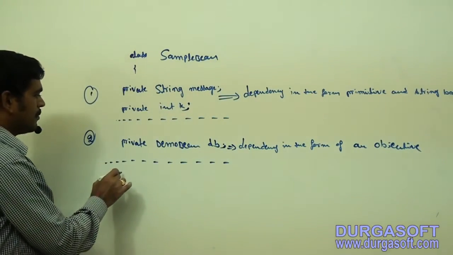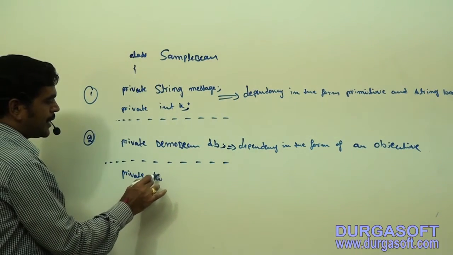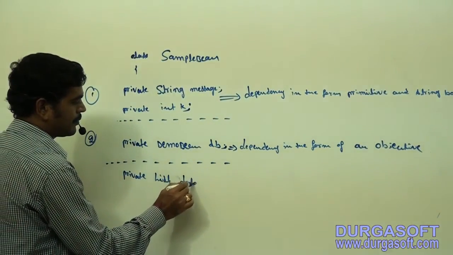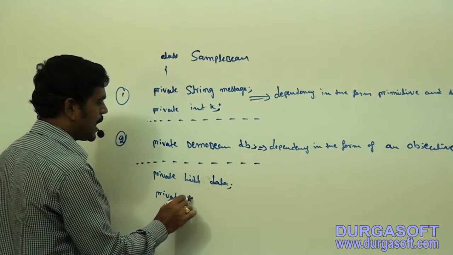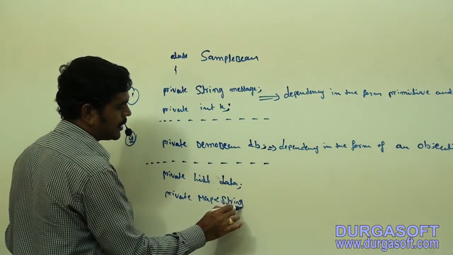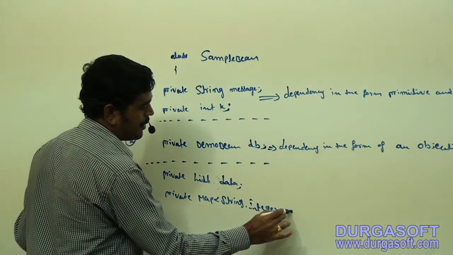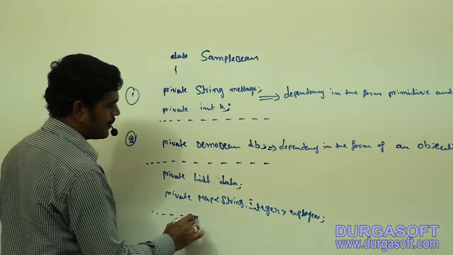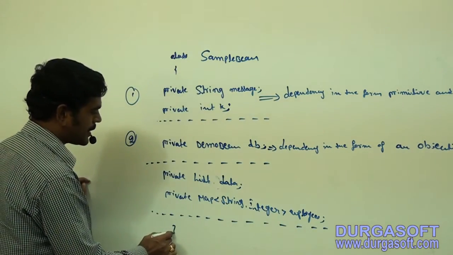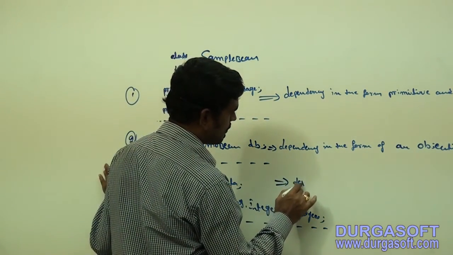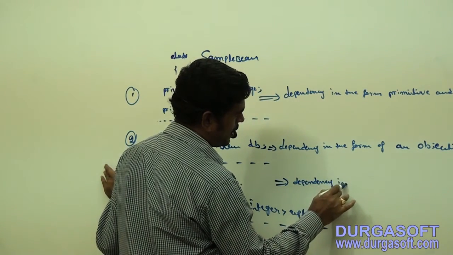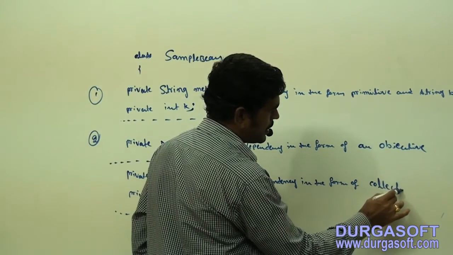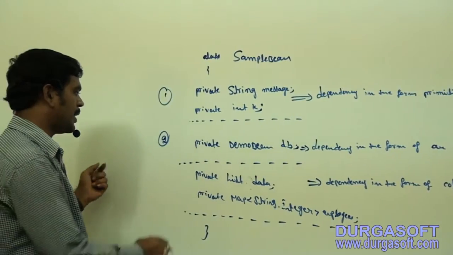Then next, private List data. Next, private Map<String, Integer> employees, generics aside. Whenever you are declaring like this, this is the dependency in the form of collections. Like this, setter injection is divided into totally three types.